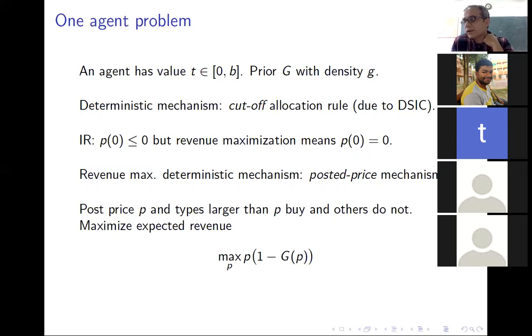Because if we set it equal to 0, then all the types will buy, but that generates a revenue of 0. One term will be zero. The expected revenue will be 0. But if we set the price too high, let's say at b, then no buyer will buy it. So all I'm saying is it has to be in the interior of that interval.